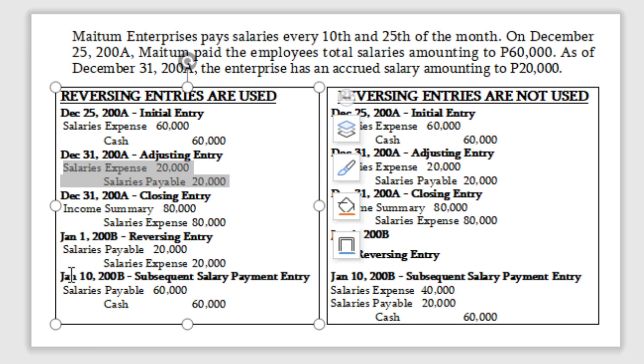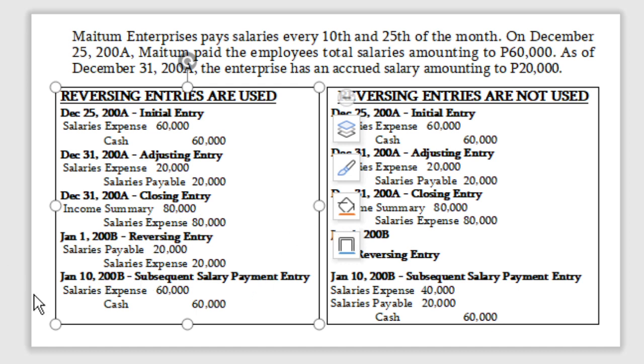So, ang mangyayari on January 10, diba, every 10th and 25th of the month, yung pagbabayad ng salary. Ang mangyayari ngayon, magiging normal yung recording natin. Magkaka-debit tayo ng... so dapat dito hindi to payable. Change ko muna. So, debit tayo dito ng salaries expense. This should be an expense account. And then, credit tayo ng cash. Mapapansin nyo, ang ginawa natin is normal.